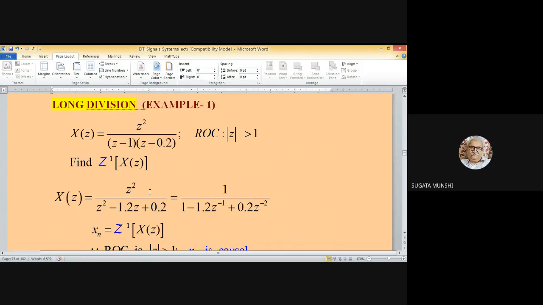The problem with this method is that you don't get a closed form expression for xn. No expression for xn can be obtained by this method. Simply the value of xn for different values of n can be obtained.